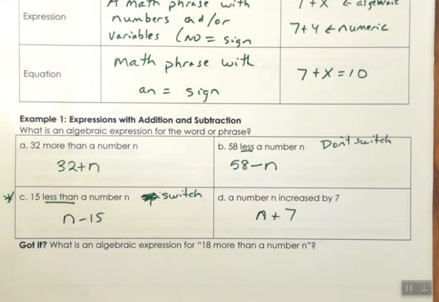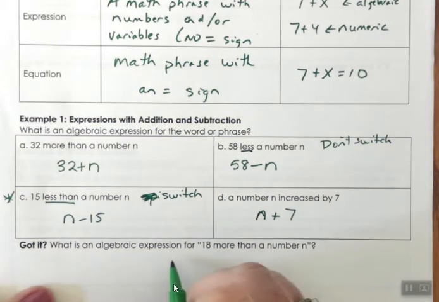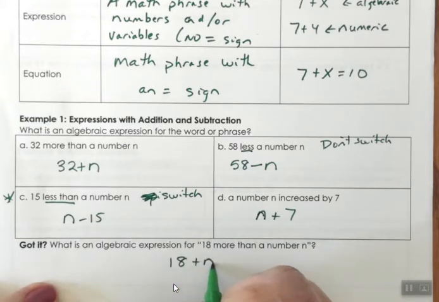So you try the got it. All right, let's see what you had. We have an algebraic expression, 18 more than n, so it's just going to be 18 plus n.